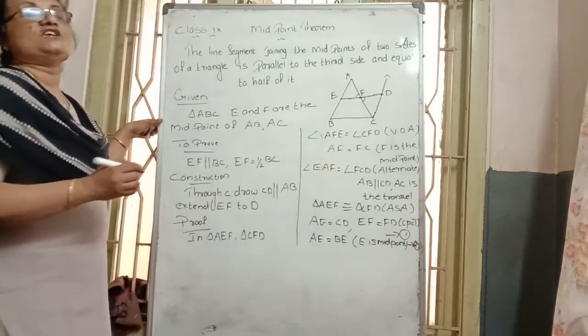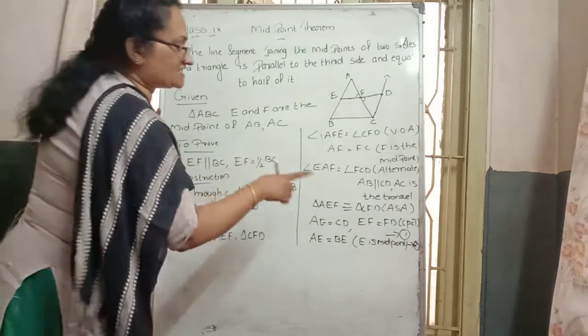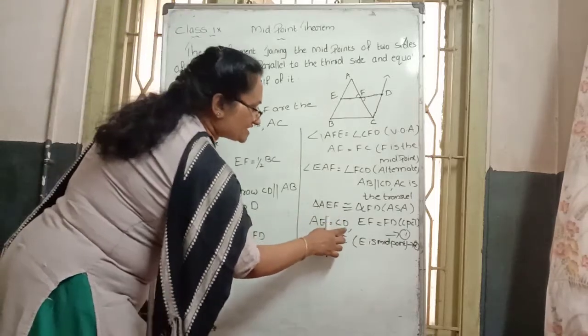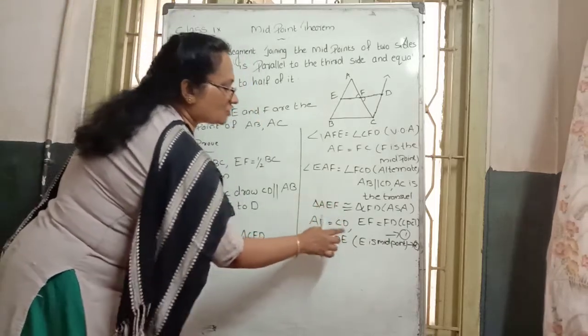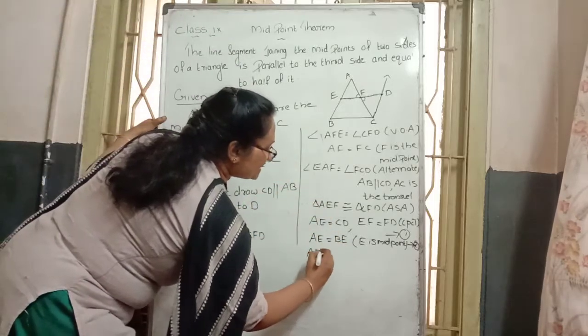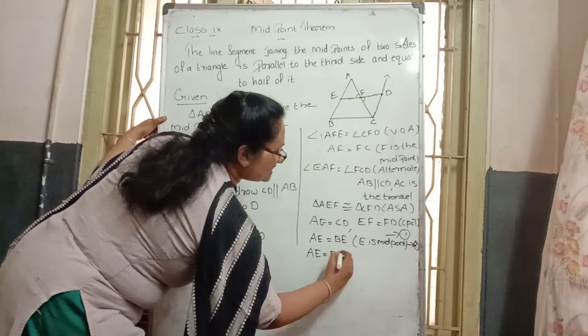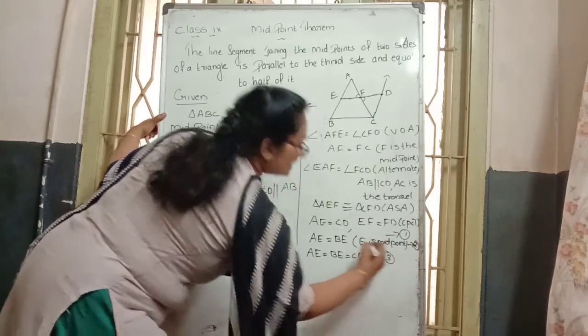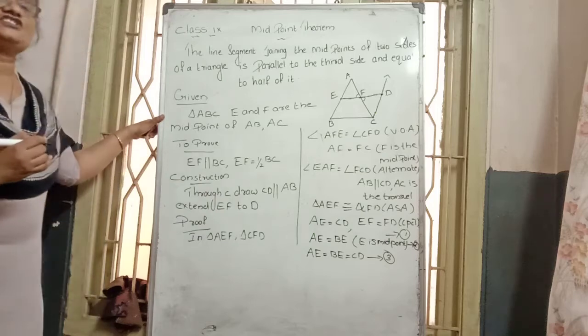A is equal to B. Then from the first and second equations, see what we can say. A is equal to CD. Same way, A is equal to BE also. So together we can say A is equal to BE and the same way it is also equal to CD. We mark this as equation number 3.